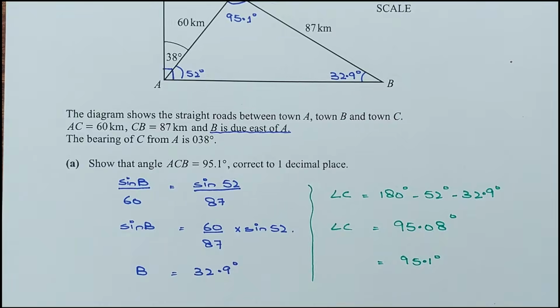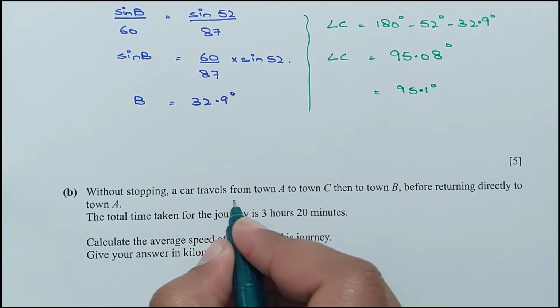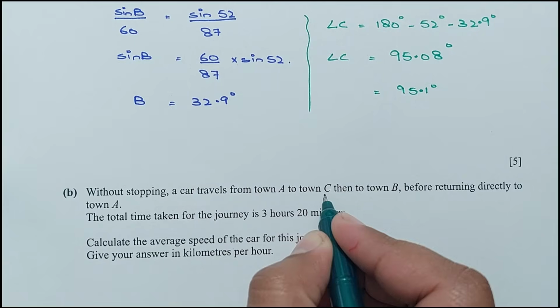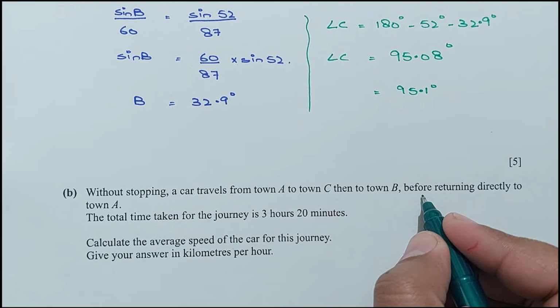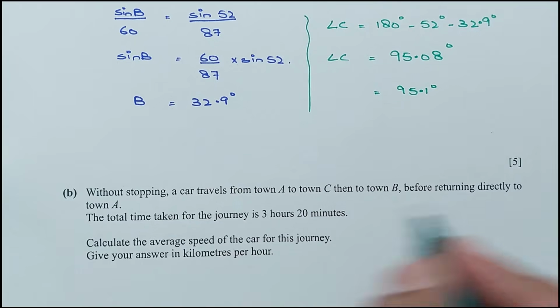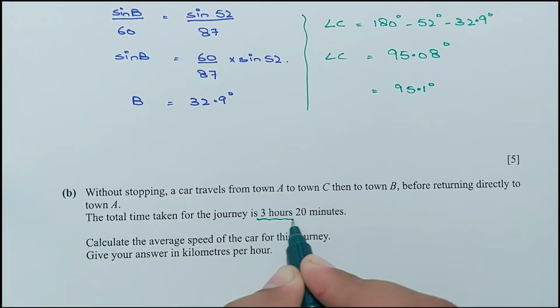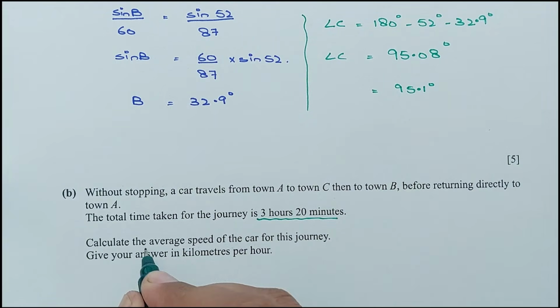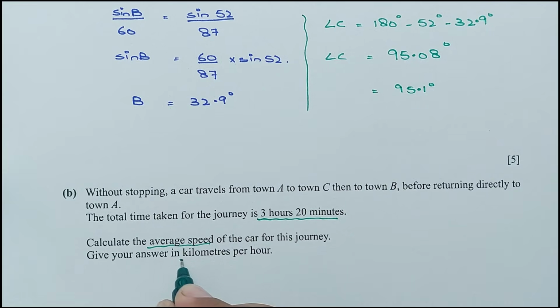So this is correct. Now for part B: without stopping, a car travels from town A to town C, and then to town B before returning directly to town A. The total time taken for the journey is 3 hours and 20 minutes. Calculate the average speed of the car for this journey. Give your answer in kilometers per hour.